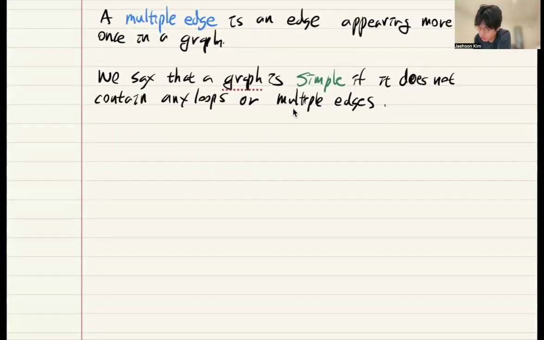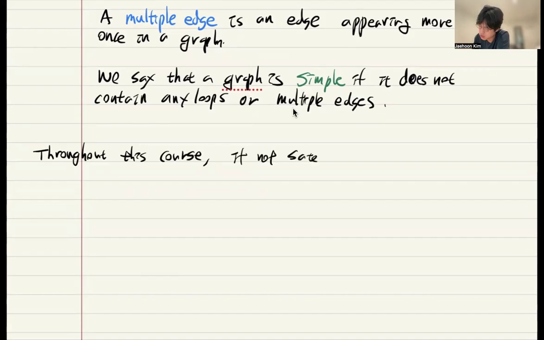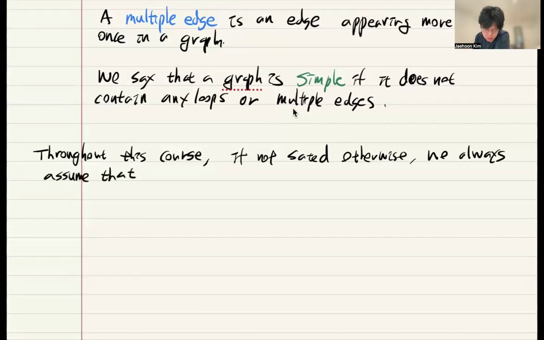So throughout this course, if we don't state it, we always assume that all graphs are finite simple graphs. We always assume that all graphs are finite simple graphs.